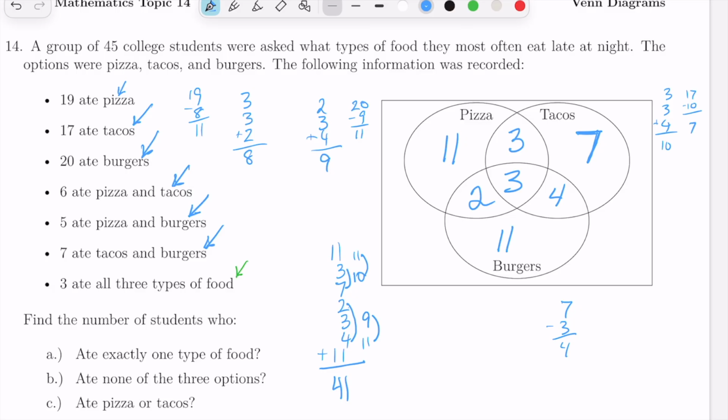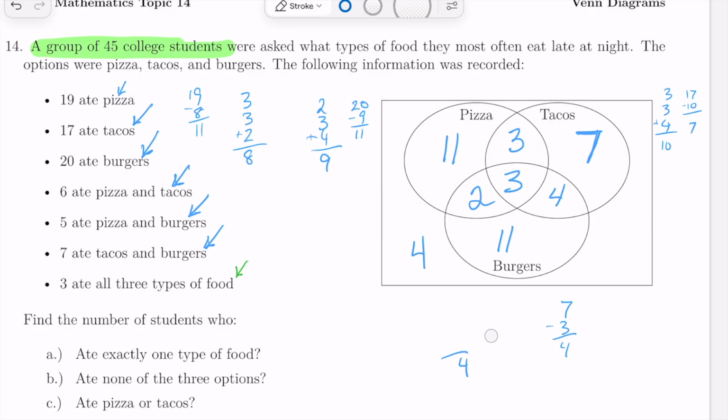Sounds good. This is only 41 people though, but notice back up here it says a group of 45 students were asked. Where are the other 4 students? Well, 45 minus 41, the other 4 students belong out here in the universe. There were 4 students that did not check the box for pizza, tacos, or burgers. Okay, now we have all 45 people accounted for. Let's next move down and answer some of the questions about this.